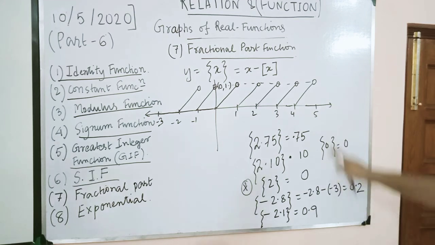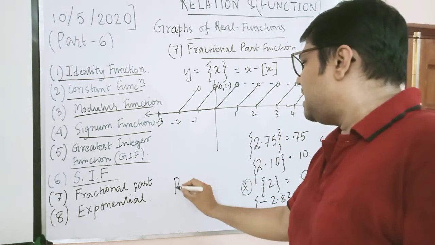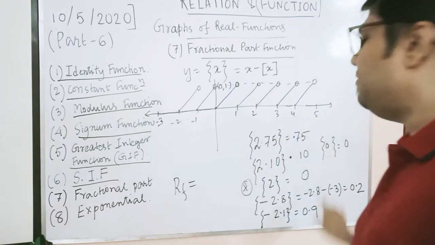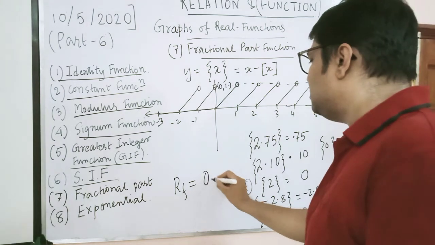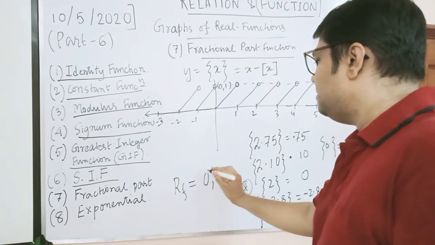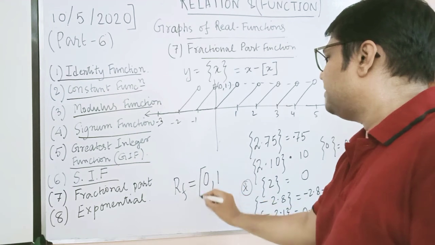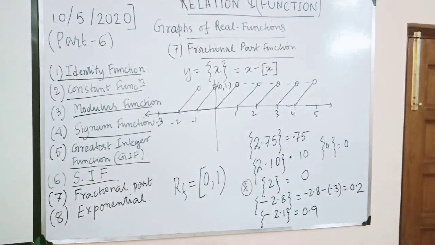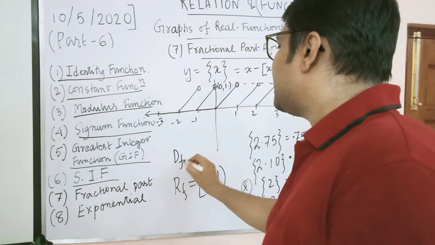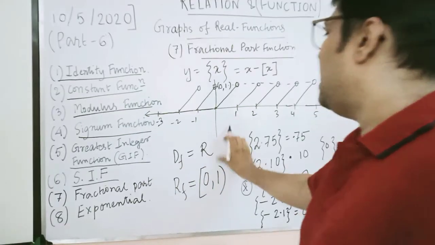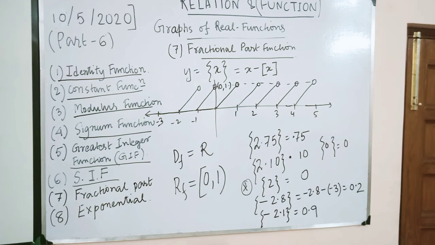Now obviously we see that the y part, that means the range part, is some kind of a fraction part. So it will be something from 0 to 1, a closed open interval. Closed open interval denotes a fraction. Whereas the domain, it can take any values, so domain will be R. So this is all with the fractional part function.